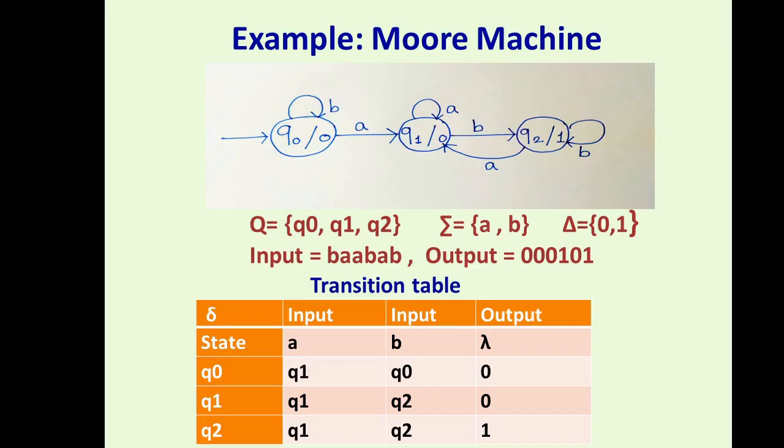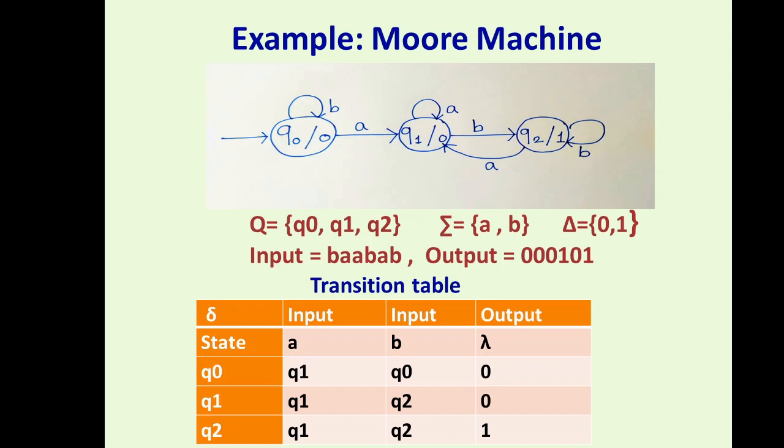Let us understand the Moore machine with an example. We can see in the example that there are three states Q0, Q1, Q2. Hence, the set of states Q is equal to {Q0, Q1, Q2}. We have transitions on two input symbols A and B. Hence, sigma, which is the input alphabet, is equal to {A, B}. Then Q0 is associated with the symbol 0, Q1 with symbol 0 and Q2 with symbol 1. Hence, the output alphabet is equal to {0, 1}.